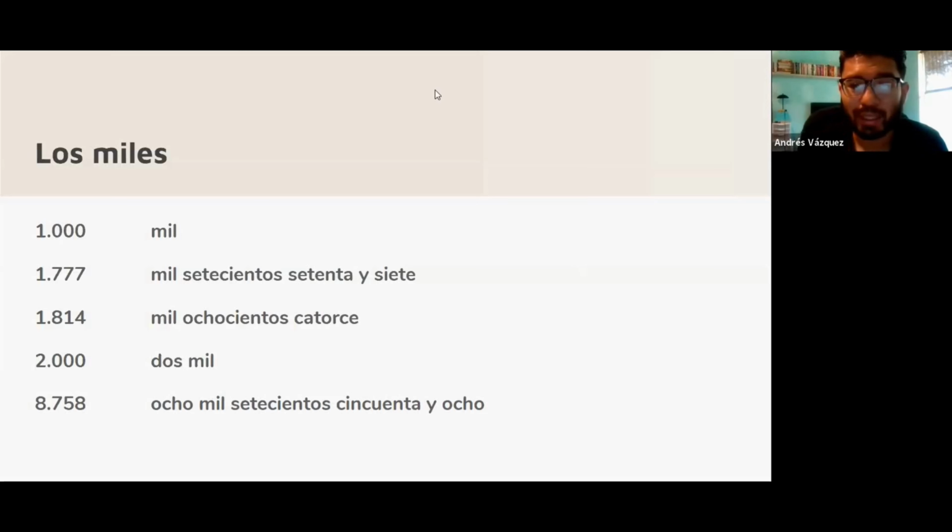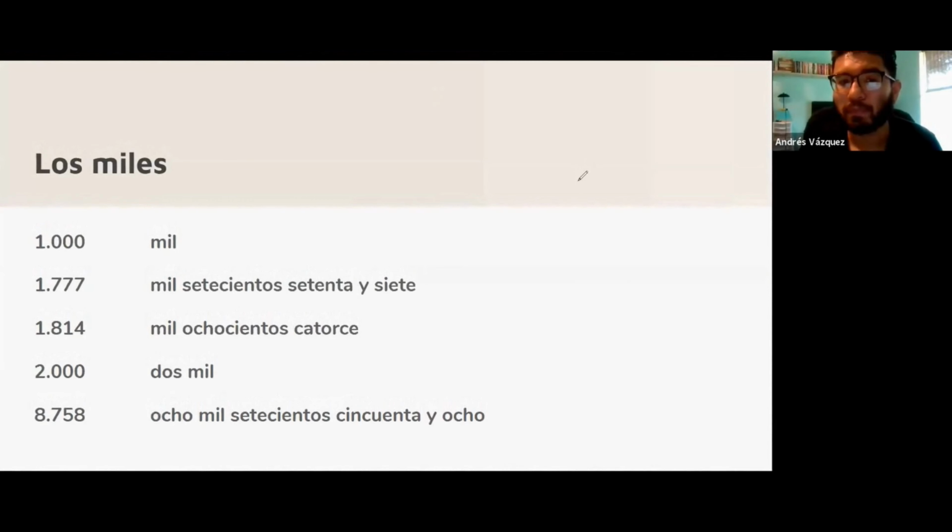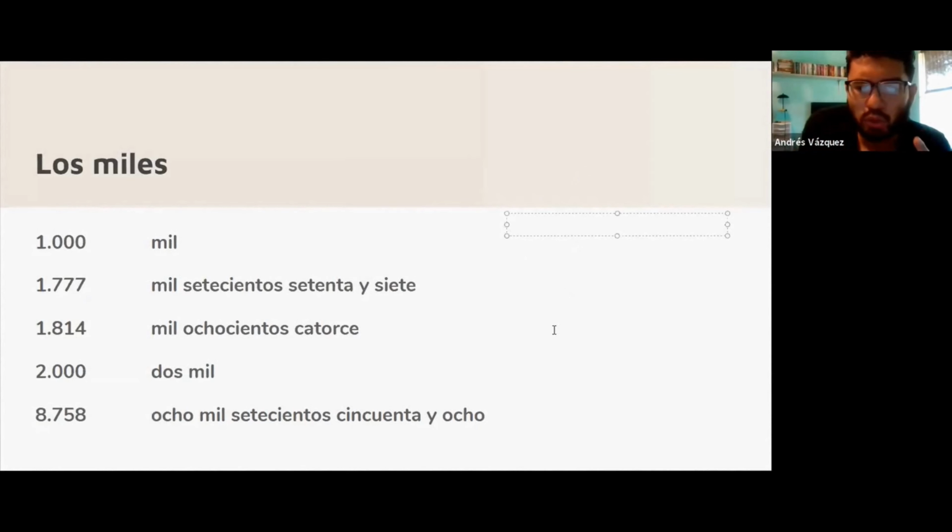So 1777 will be the equivalent of 1777, and that's one thing that is different from English: it's not very common for us to add two-digit numbers together to talk about a number in the thousands place, as in seventeen seventy-seven. We wouldn't say it that way, but rather we will use the thousands and say 1777.